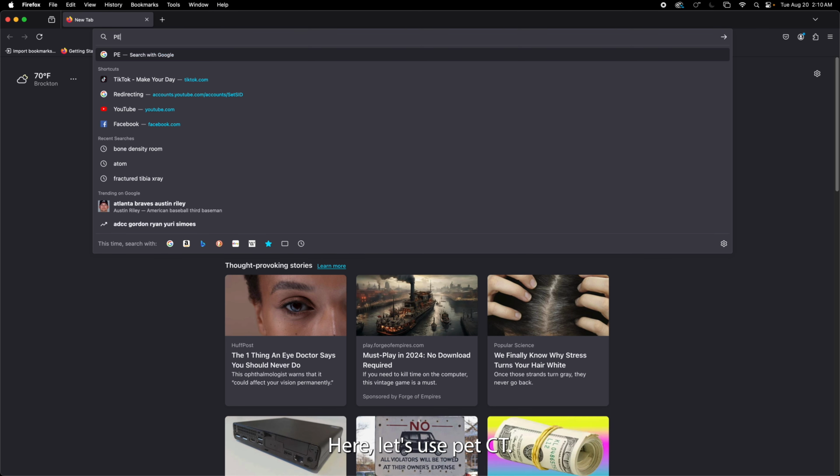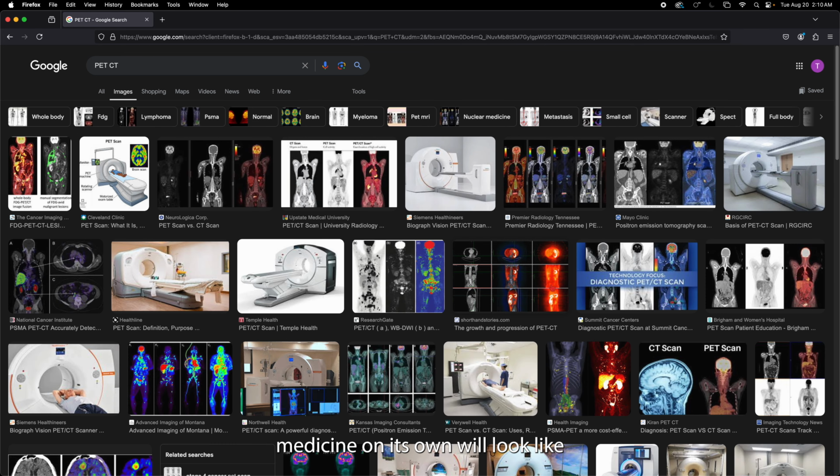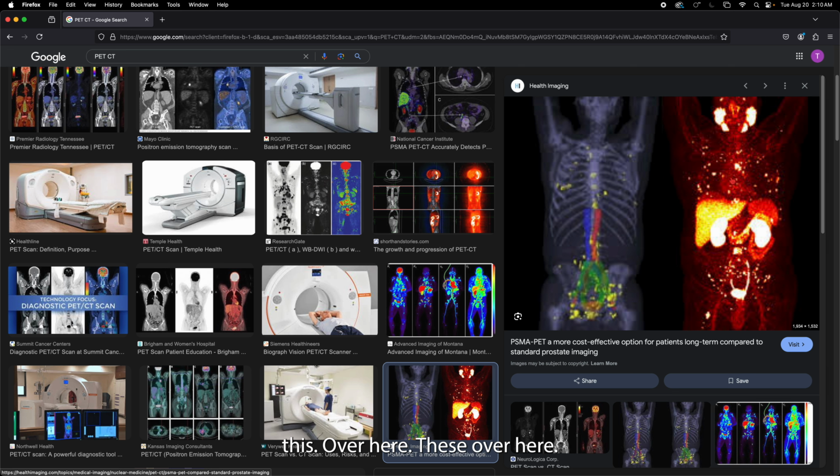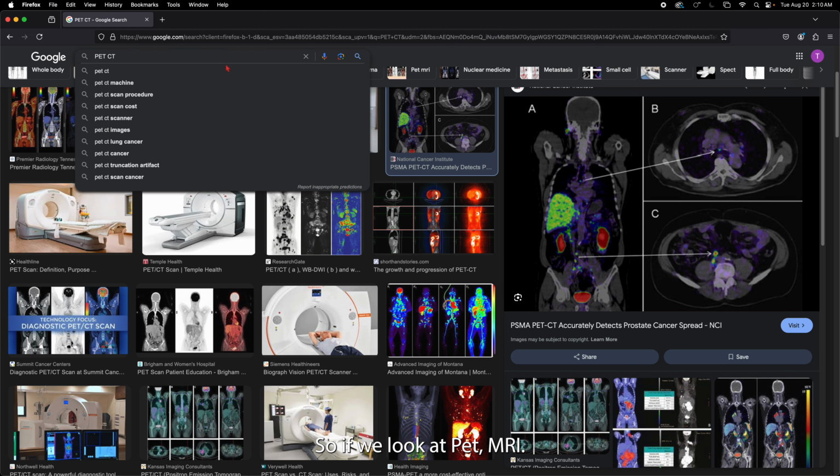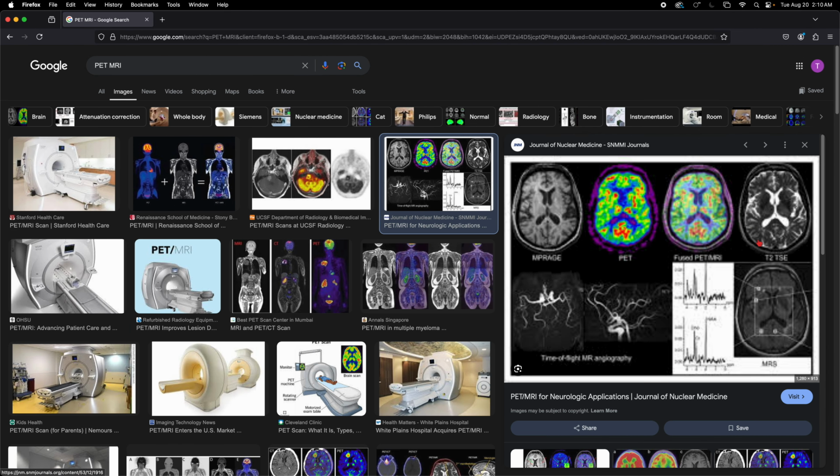Let's use PET-CT. Nuclear medicine on its own will look like these over here. But when we combine that with a CT scanner, we can see not just CT quality images, but also the nuclear medicine pickup, as they would call it. The highlighted areas would be where the radiopharmaceutical has concentrated. And we can get that for MRI also. So if we look at PET-MRI, that's what that looks like. That's the MRI image, PET-MRI right there. These are the blood vessels in the brain. That's the circle of Willis.